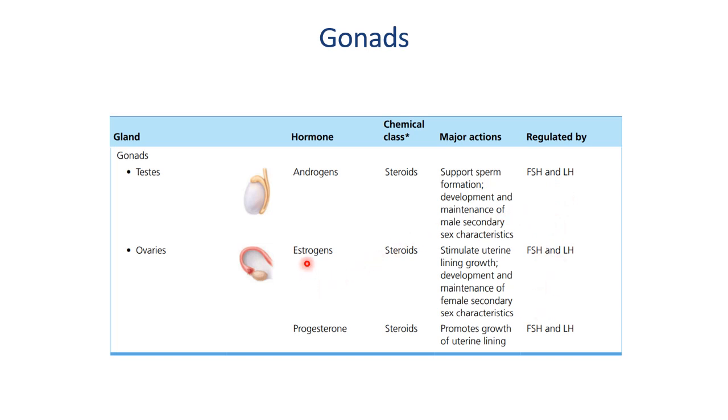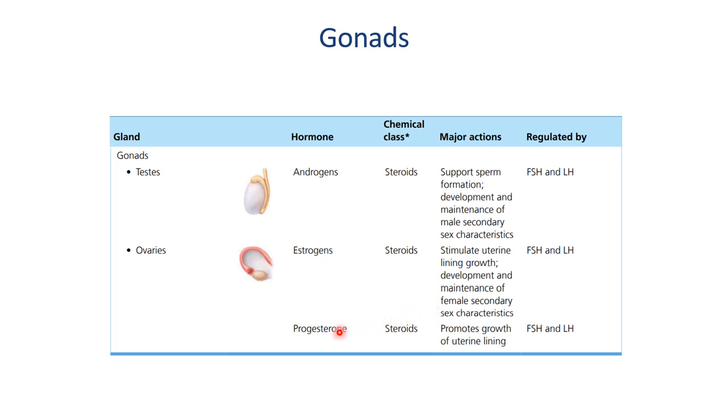In the female, the estrogens stimulate uterine lining growth. So the endometrium develops in the presence of estrogen, as well as the development and maintenance of female secondary sexual characteristics, such as the enlargement of the breasts, the deposition of fat in the pelvis area, smoothing of the skin, and fineness of the hair.